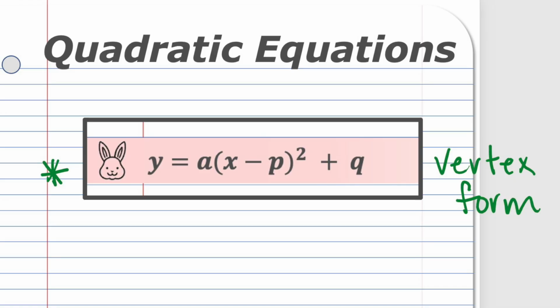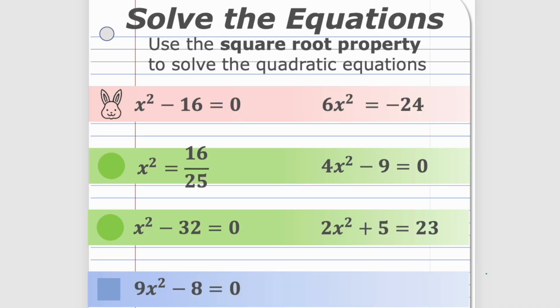In this video, we're going to concentrate on the vertex form and how we can solve the quadratic equation by using the square root property. Solving quadratic equations can be a little bit tricky. The first method we'll use is the square root property, and it's very similar to solving linear equations. Our goal is to isolate the x squared first, and then get x by itself.